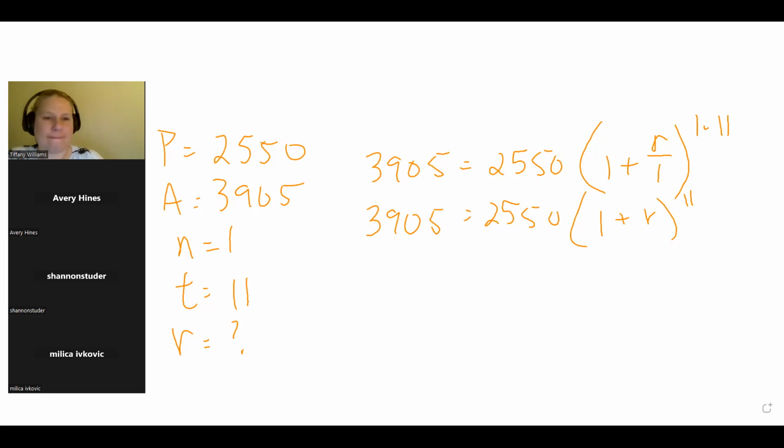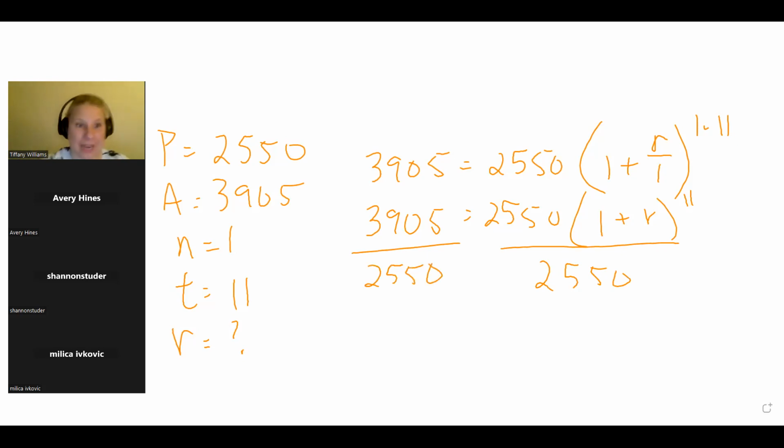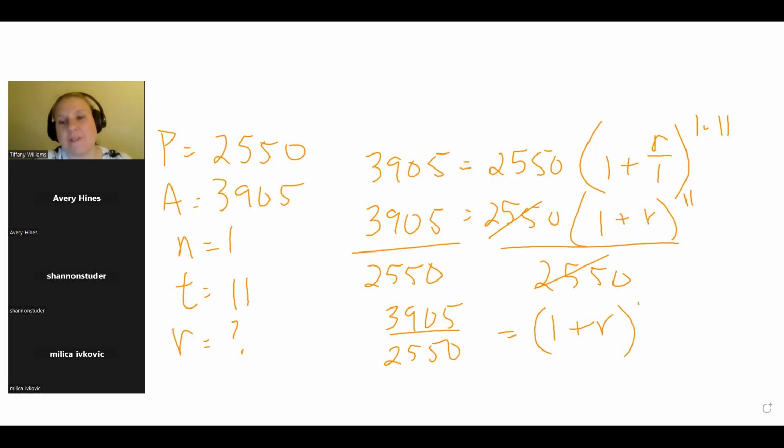Would you just have to solve it for R? Yep, we're going to solve it for R. So what's our first step going to be here? Would it be to divide the 2550? It would. So I'm going to divide both sides by 2550. Now here's the thing though, guys, and this is what I keep stating to you: you don't want to divide too soon. I'm actually just going to keep it 3905 divided by 2550 because I don't want to have to round at any point. So I'm going to leave it just like that. So we're left with equals 1 plus R raised to the 11th power.